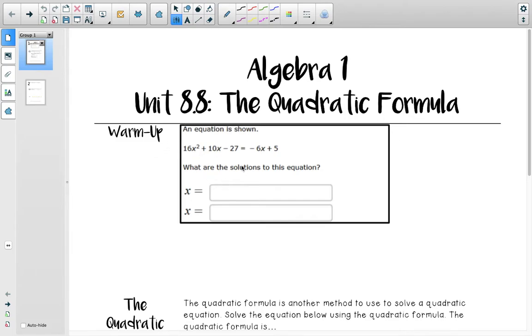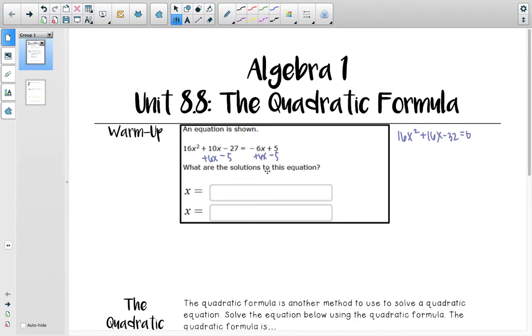All right, we're going to solve this. Okay, the first thing we're going to do is add 6x and subtract 5 over. We can do that at the same time. We're capable. I'm going to write it over here, though. So you get 16x squared plus 16x, and because I don't want to make mistakes because I've been doing that, minus 32 equals 0.